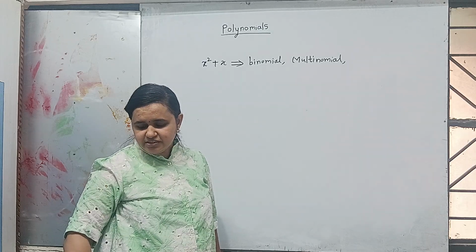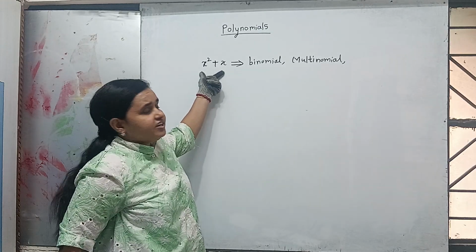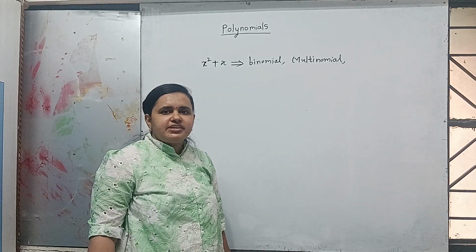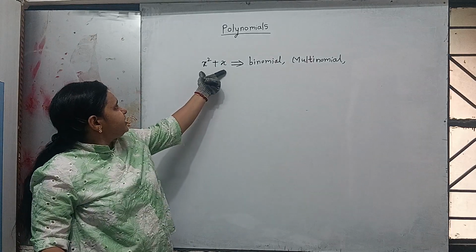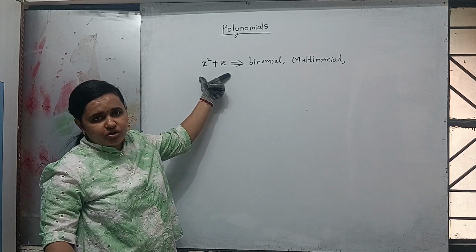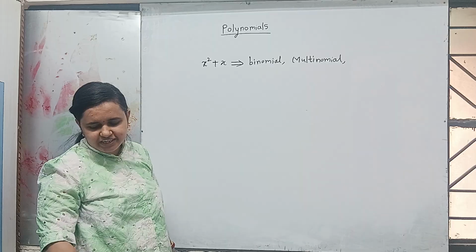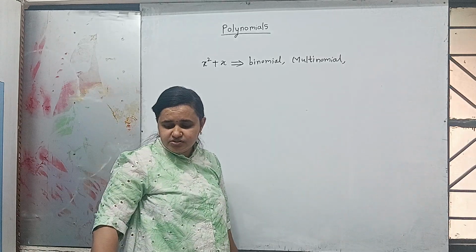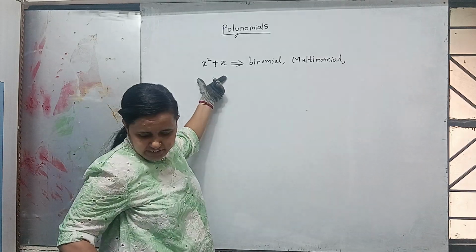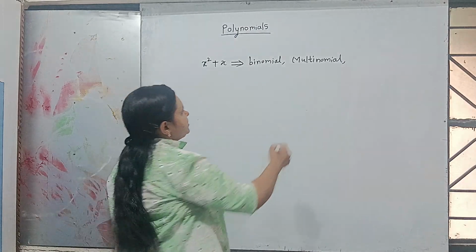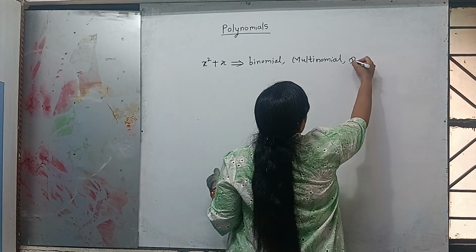Third one is given as cubic. Is it a cubic polynomial? No. Cubic polynomial means having degree 3. So it is not a cubic polynomial. Fourth one, a quadratic. Quadratic means having degree 2. So it has a degree 2. Yes, it has a degree 2. So it is a quadratic polynomial also.